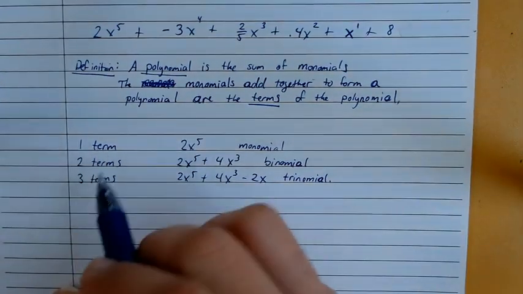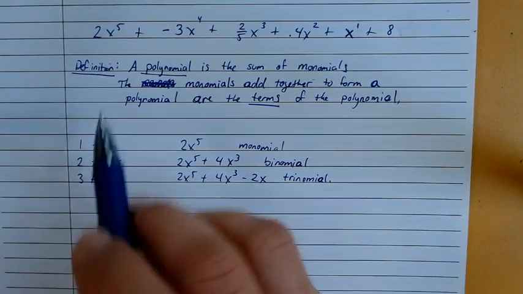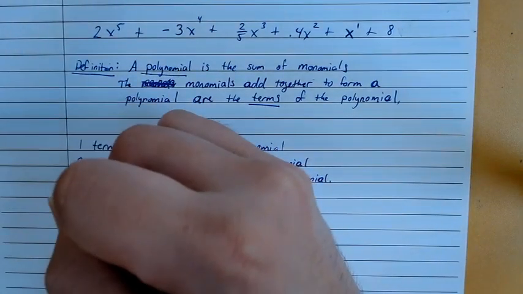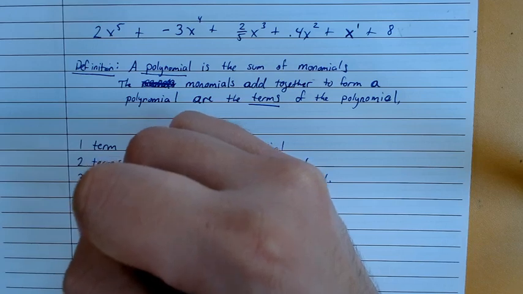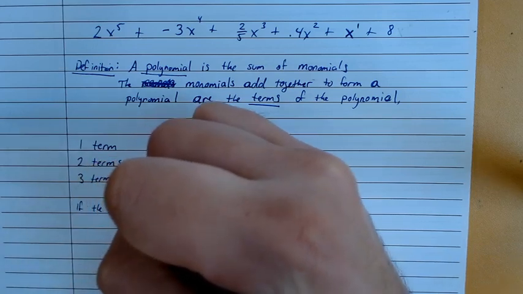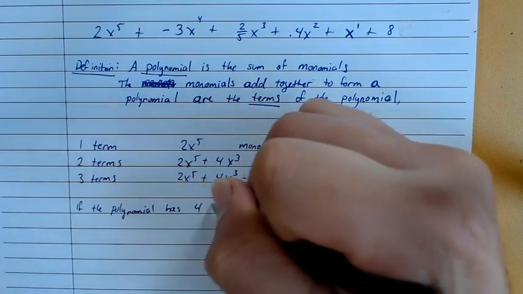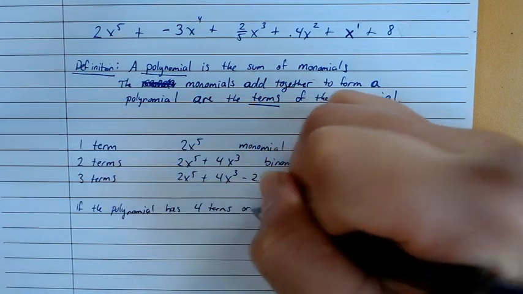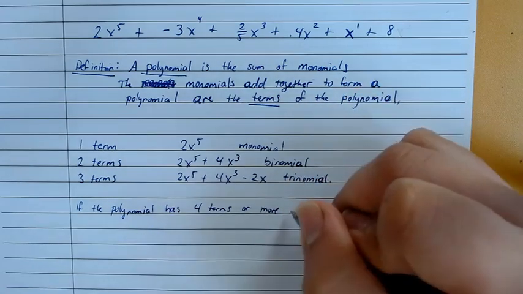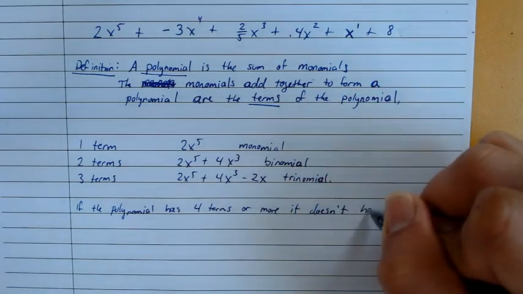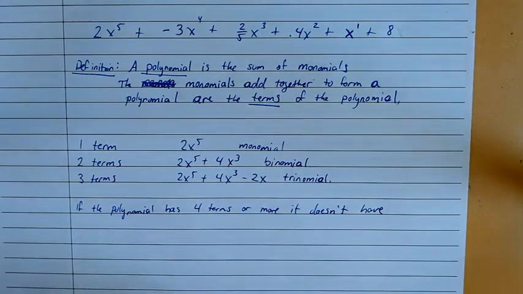And if something has four terms or more, it doesn't have a special name. Those are just generally called polynomials. If the polynomial has four terms or more, it doesn't have a special name. Those are just referred to as polynomials.